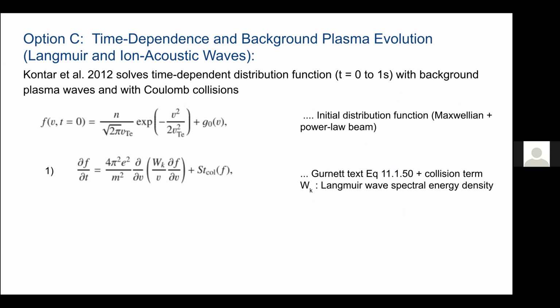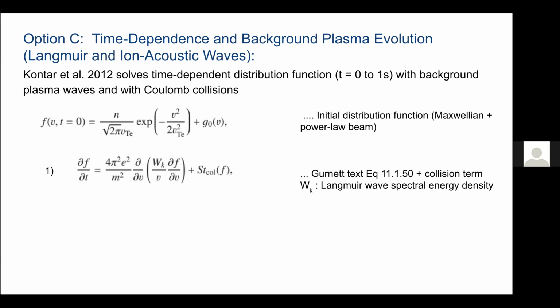Okay, I now want to talk about option C though, which is including the time dependence of the distribution function, but also considering the evolution of the energy density in Langmuir and ion acoustic waves. The simulation I showed you does not include that. It basically decouples the beam distribution function from the atmosphere, calculates the beam distribution function with df/dt equals 0, and then plugs that into the code. Okay, so they're kind of decoupled in some ways.